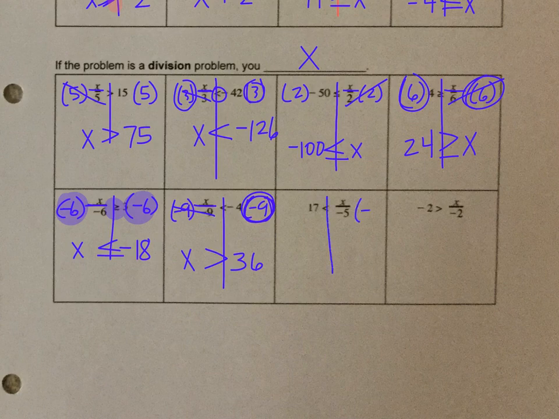I'm going to multiply by negative 5 because they're being divided. Multiply by negative 5. Negative 17 times 5 is negative 85. Got my x on this side. I moved this negative with multiplication, so I got to flip that sign.